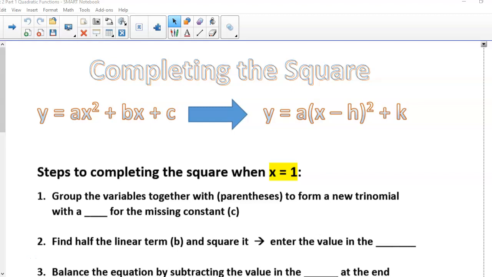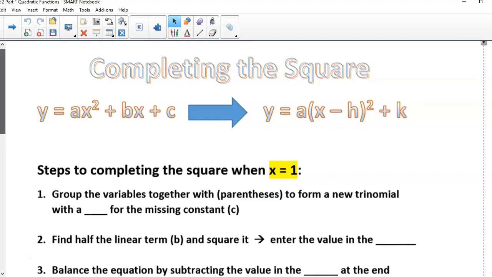So today we're going to talk about completing the square, and that's when we take an equation of y equals ax squared plus bx plus c, and we transform it into what's called vertex form. So we're going from standard form to vertex form, which is y equals a times the quantity of x minus h squared plus k.